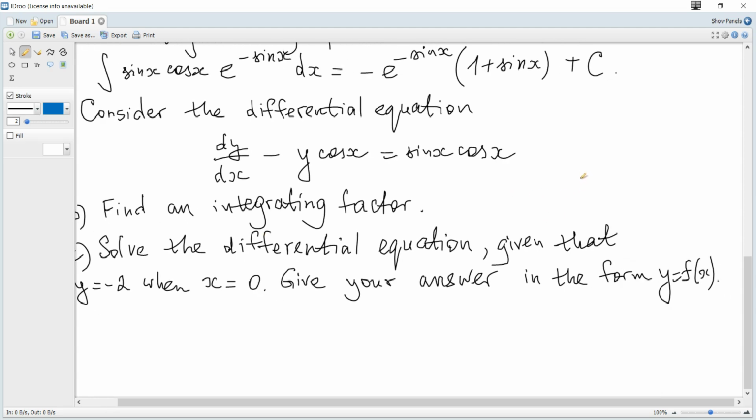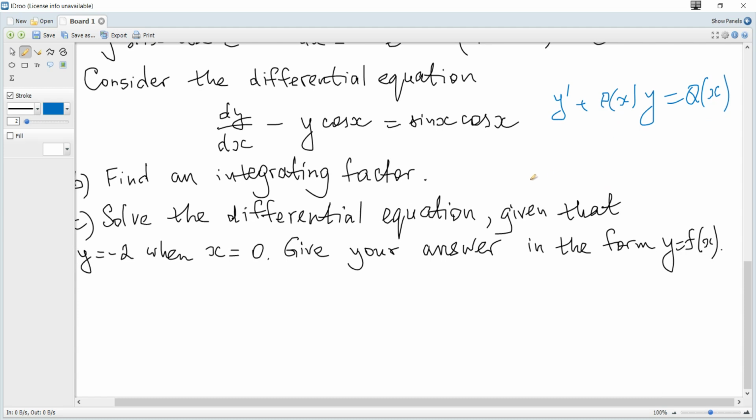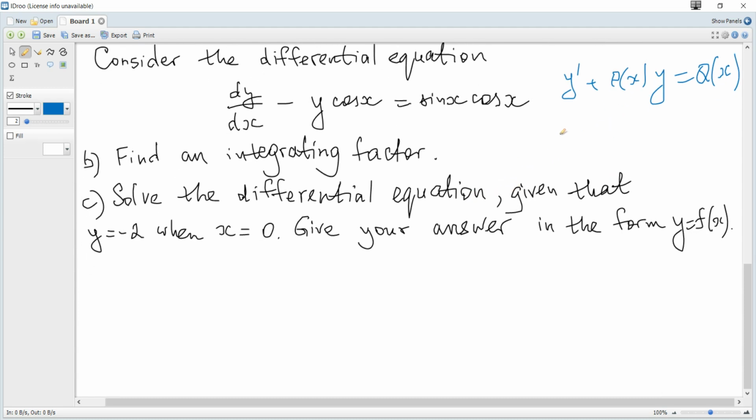First of all, you should understand clearly that the form of such a differential equation must be exactly like y derivative plus something of x times y is something of x. If there is some additional term in terms of x in front of dy over dx, you should divide each term by it to get directly this form, because the method can be applied only when the differential equation is like this.